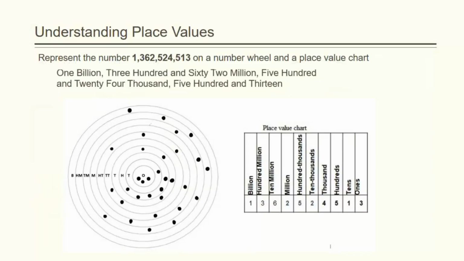If you move on to the next one, you see in the place value chart that in the hundreds column, we have 5, just as is written in the number above. Now, when you look carefully at the number wheel, you would also realize that there are 5 dots representing 500. You can go on and trace it up to the billions column.